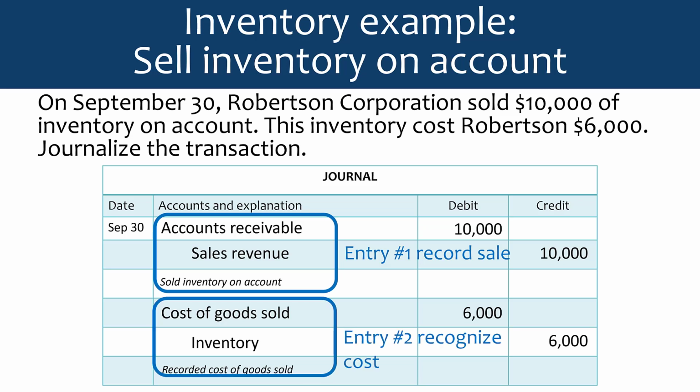The second entry needs to record the cost of the inventory that was sold and remove it from inventory, so we will debit cost of goods sold, which is an expense, for $6,000. We will credit inventory for $6,000 to reduce inventory for the cost of the items that were sold. So whenever we sell inventory, we need to make 2 entries. The first one to record the sale and the second one to recognize the cost of the inventory reduction.